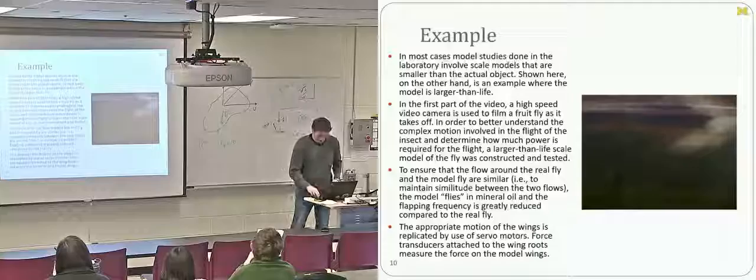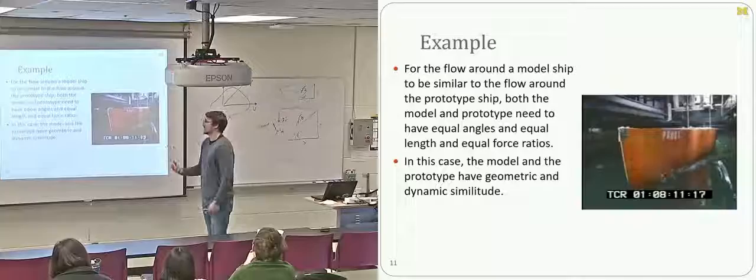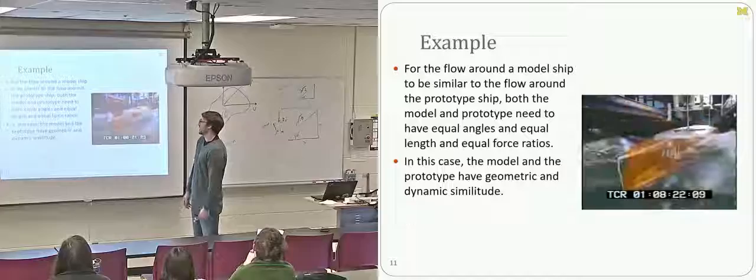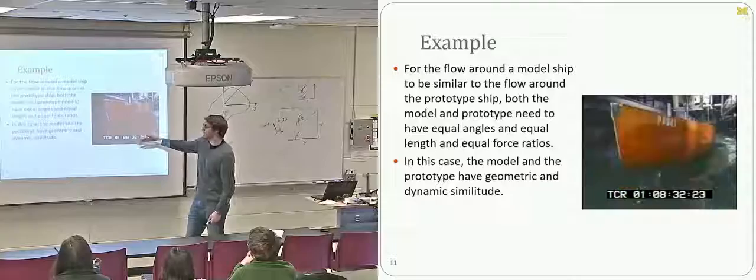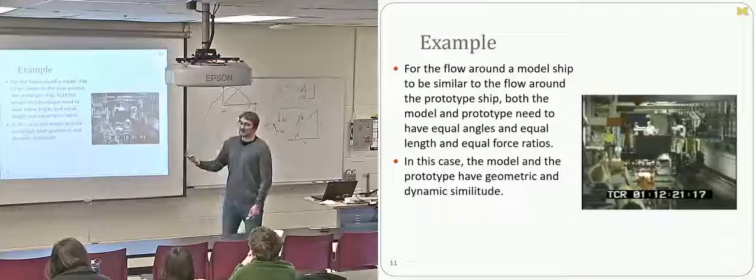Example closer to home, as I've said, is ship model testing. So in order to get meaningful results here, as I said, we need to scale the geometry. Well, that is, we need to expect that the angles on the hull everywhere are equal, and that all the lengths, all the distances on the hull scale equally. And we want to expect that the ratio of viscous to pressure forces, that is wave resistance to frictional drag, to the model's own inertial component, are all equal. So we have geometric similarity in the model and dynamic similarity in the way we run the experiments.